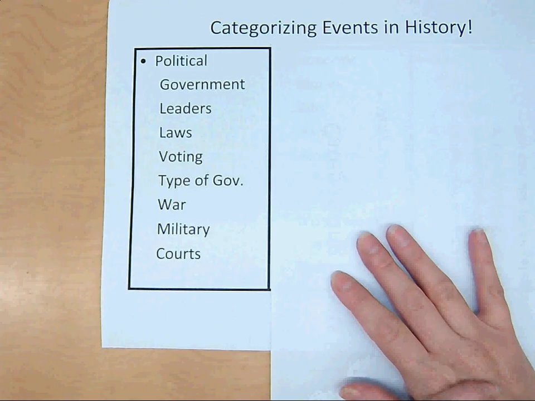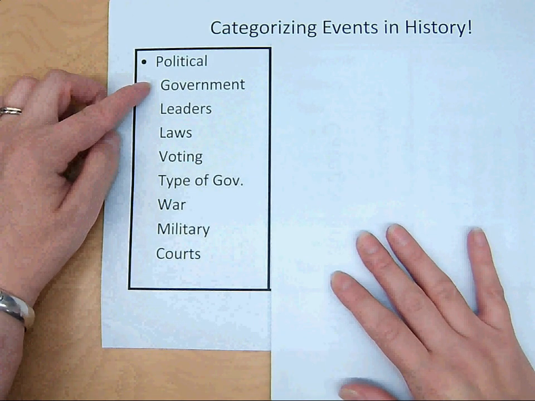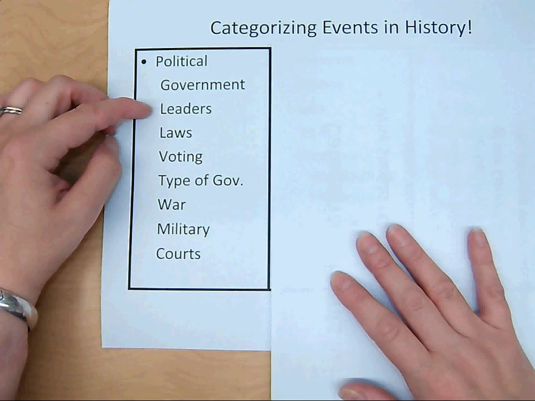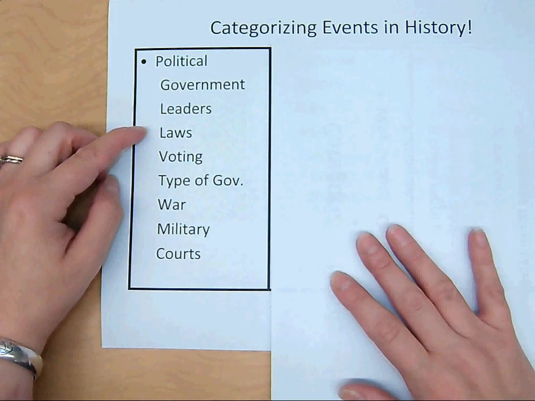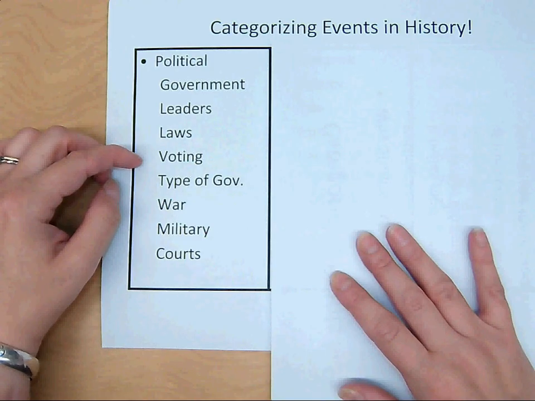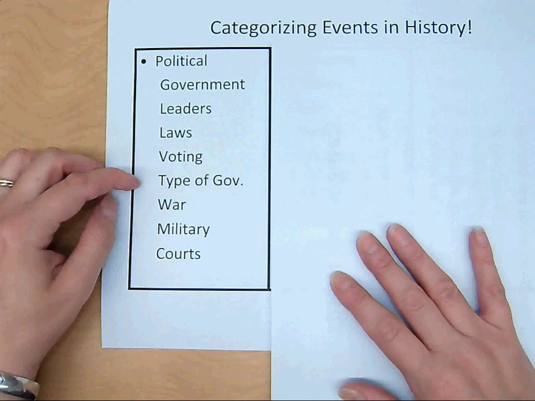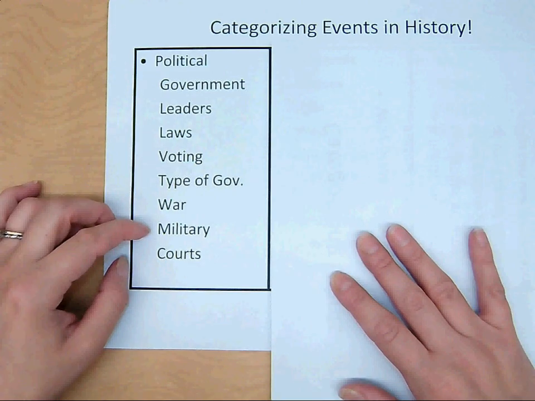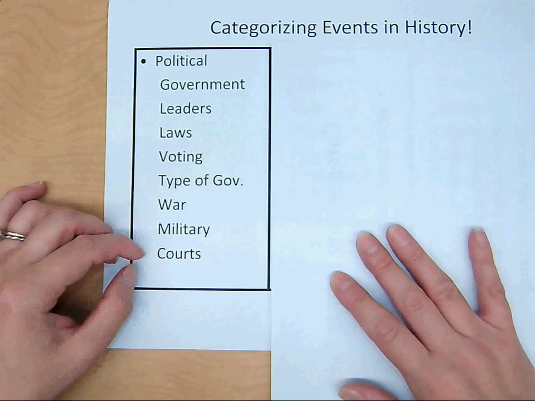The first category I want to talk about is the political category. The kinds of things that go into this category are anything having to do with government, anything about the leaders of government, anything having to do with laws or rules made by the government, voting and other ways that governments make decisions, the type of government you're talking about, anything having to do with war, anything having to do with the military, and anything having to do with courts or the process that's used to judge laws.